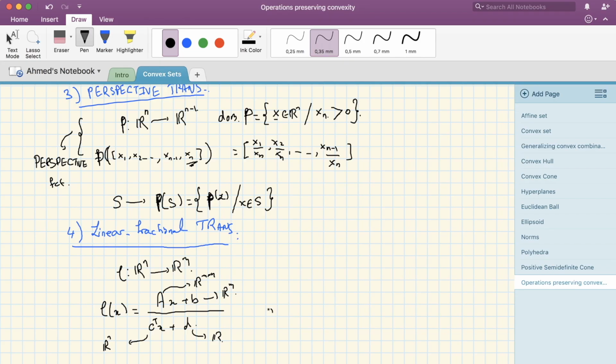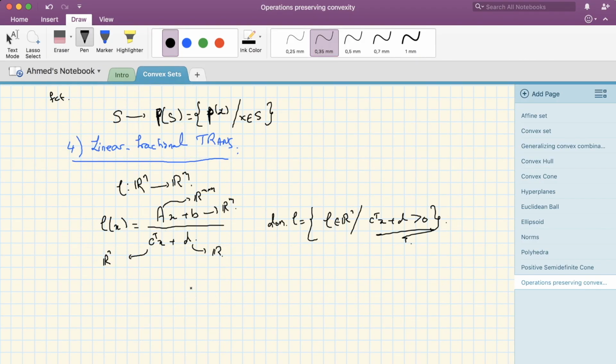Now the domain of this function, the domain of L, is all vectors in Rn such that the denominator is not 0, and even more than that, it's strictly positive. We're going to rule out all c transpose x plus d's that are strictly negative or equal to 0. Equal to 0 is obvious. Negative, just to keep stuff convex. If you want to really prove why such transformations keep the transformed set convex, you're going to need this piece of information somewhere in the proof.